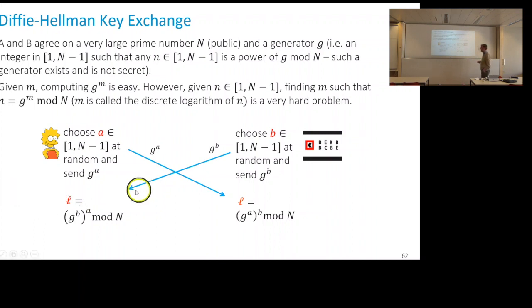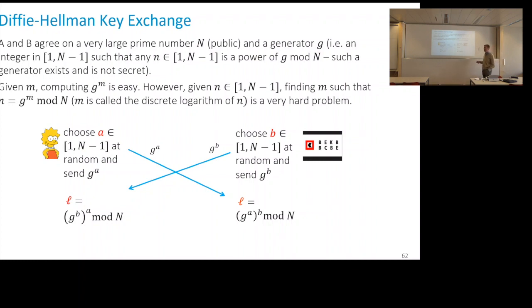And then I compute what I've received to the power A, so g^B to the power A. And the other side will do the same. Because of the commutativity, g to the power A to the power B is the same as g to the B to the power A, which is the same as g to the power AB. Therefore, the two entities will compute the same L without ever exchanging that.